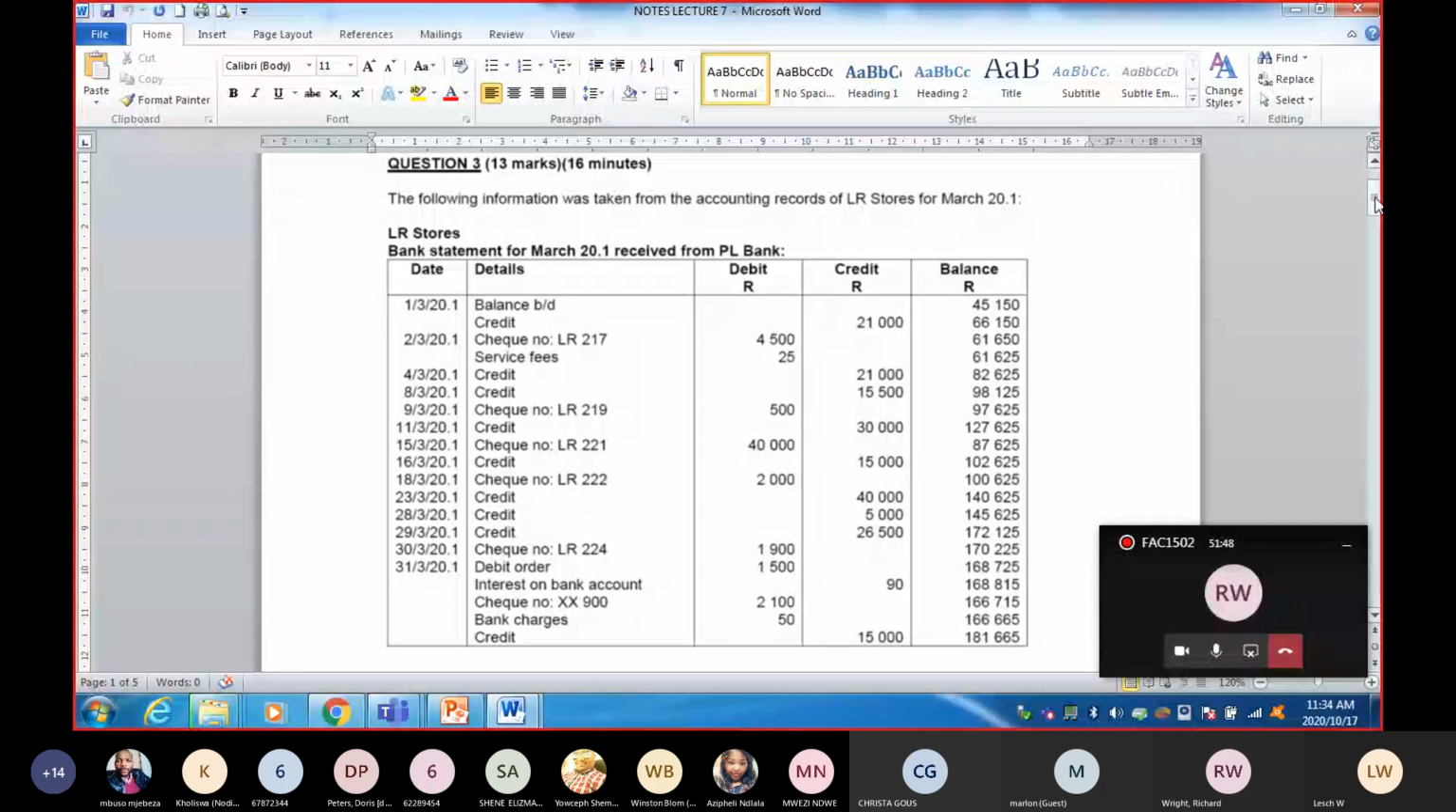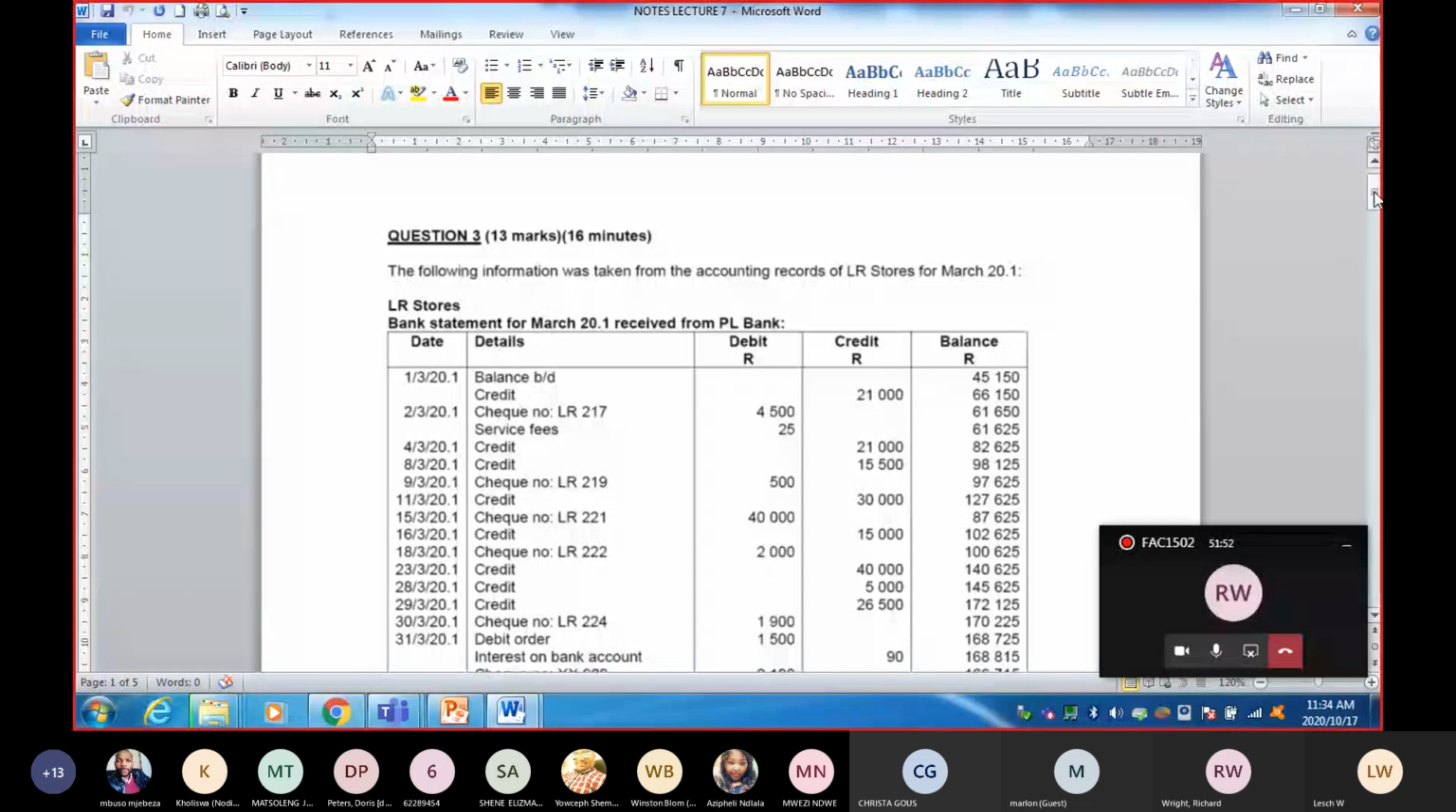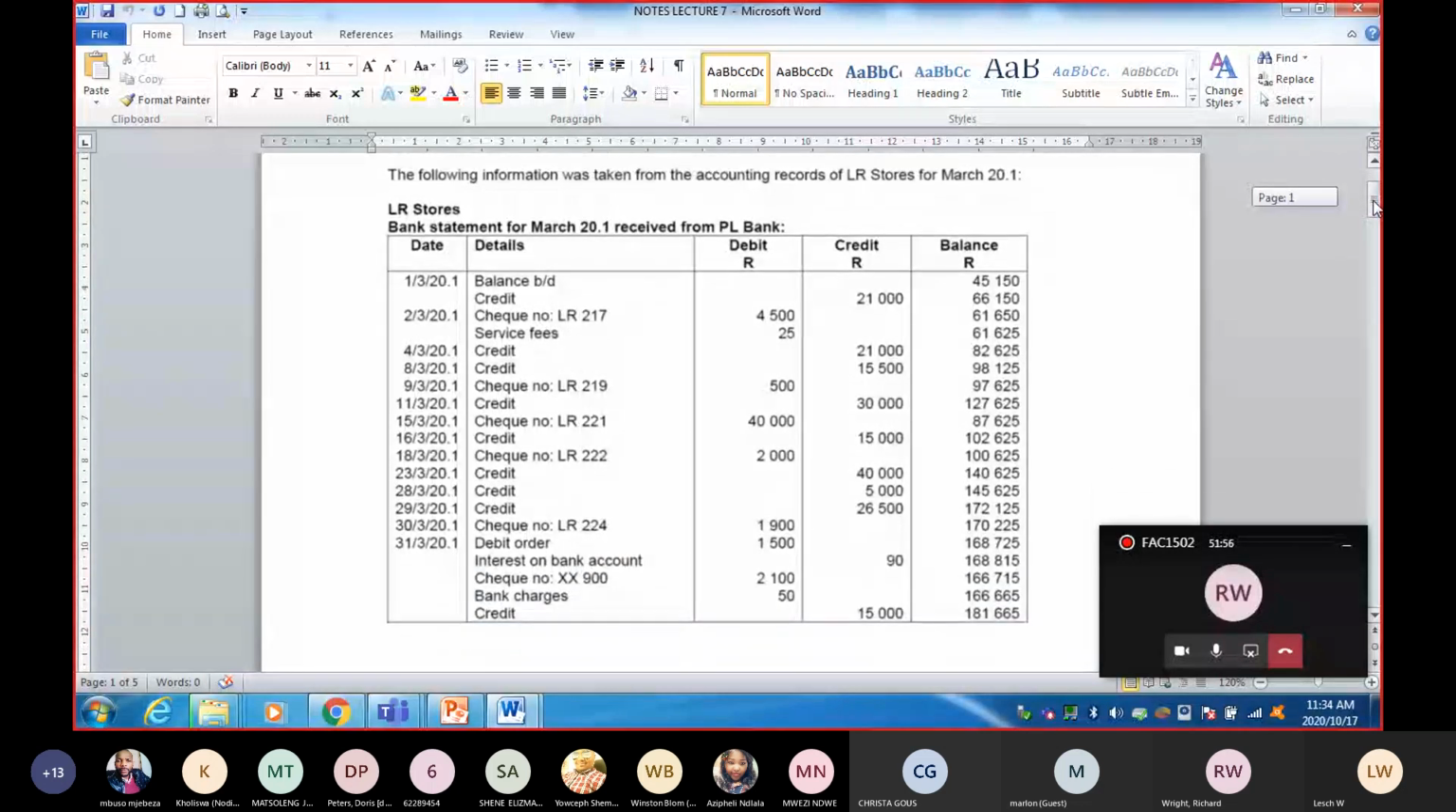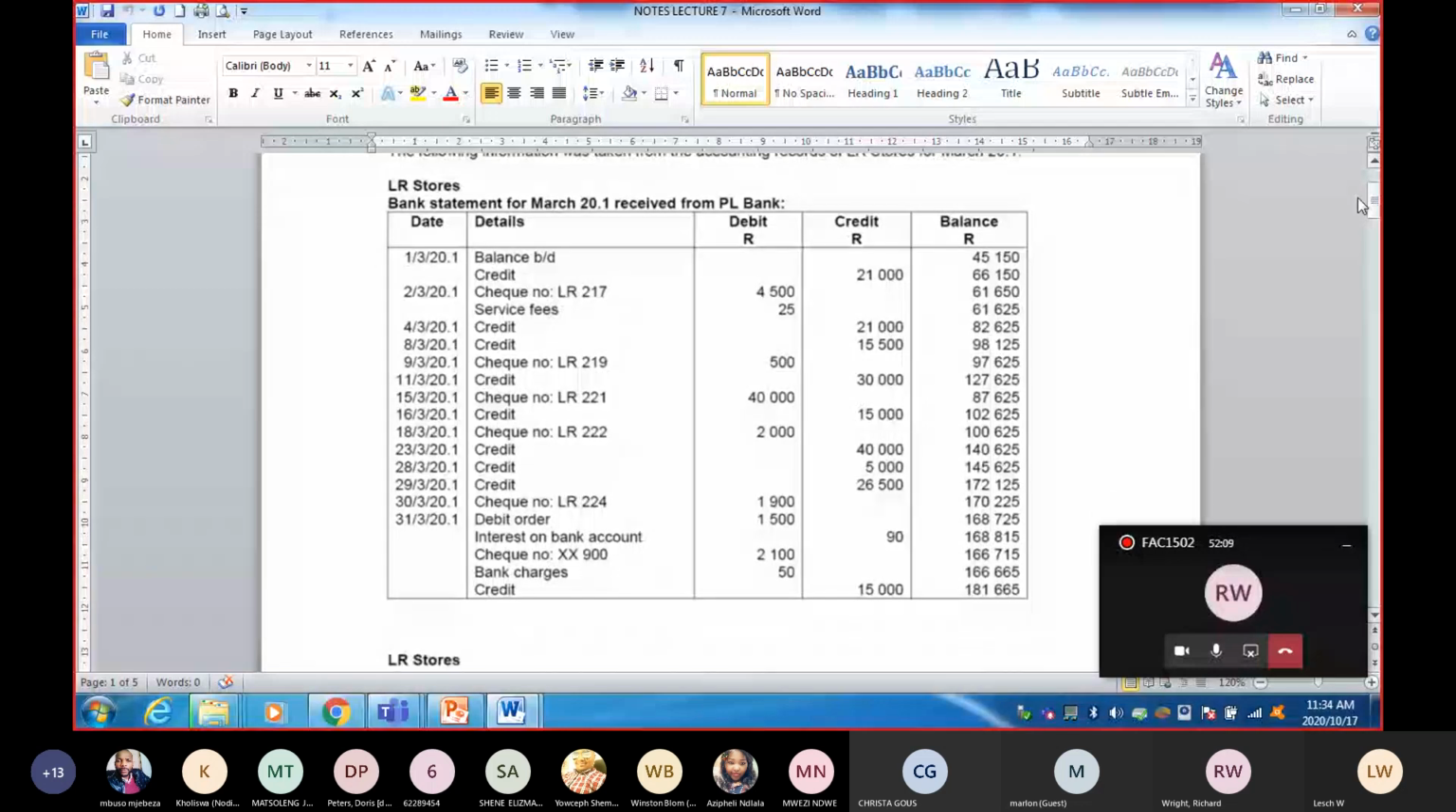Right, students, we are going on to the notes now. The first question that we're going to deal with here is question 3. We take a look at the following information taken from the accounting records of a business called LR Stores. We have a bank statement for the month. Note that the bank statement has a debit side, a credit side, and then the balance. The debit side is for all our checks, all our payments, and the credit side is for all our deposits.